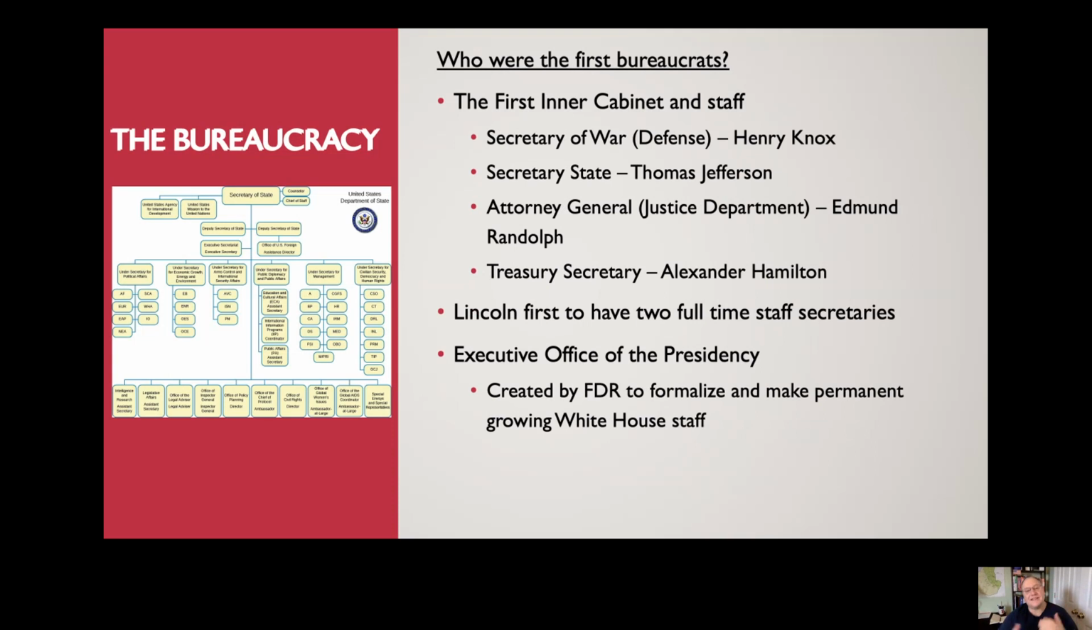The first bureaucrats in the United States were really those first 4 cabinet members that George Washington picked to be his cabinet departments, his primary advisors. So these are the Secretary of War, Henry Knox, Secretary of State, Thomas Jefferson, the Attorney General, Edmund Randolph, and the Secretary of the Treasury, Alexander Hamilton.